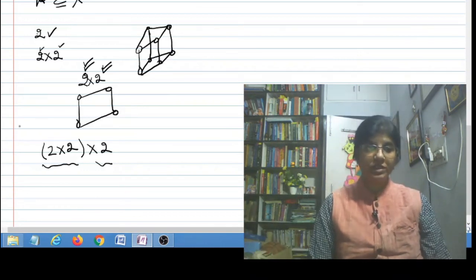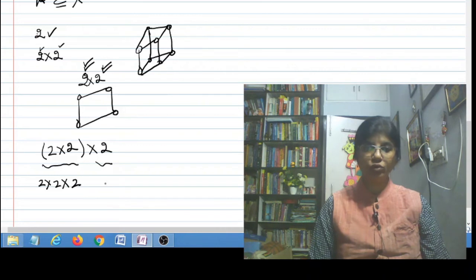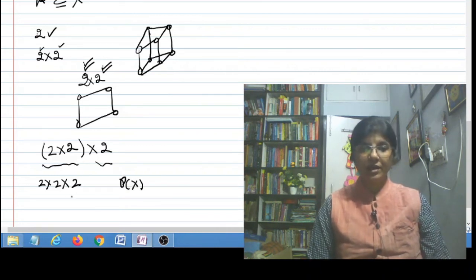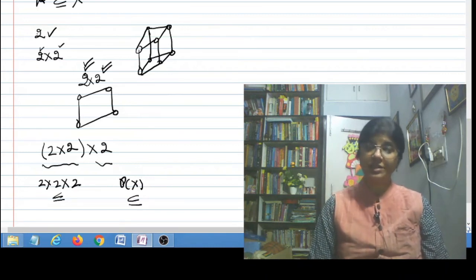So from this whole illustration we have that if you take the Hasse diagram of 2 cross 2 cross 2, and if you take the Hasse diagram of the power set of X, here of course the relation is the usual less than or equal to relation, here the relation is the inclusion relation, then we have seen that their Hasse diagrams are identical, and this tells me that both the posets are isomorphic.